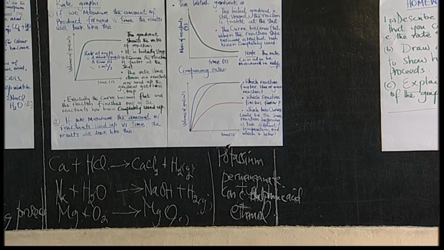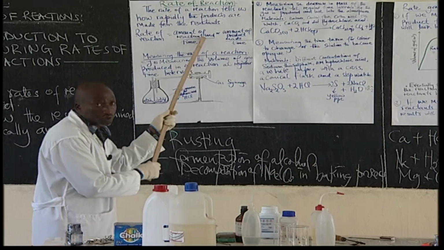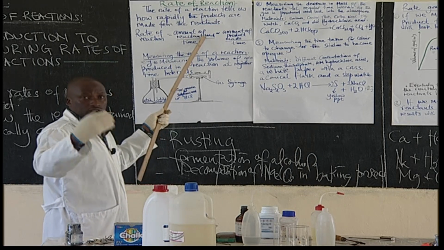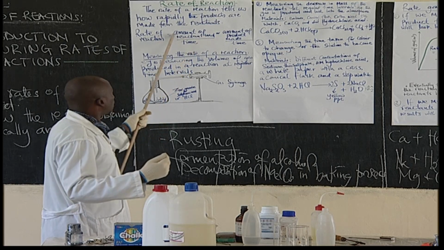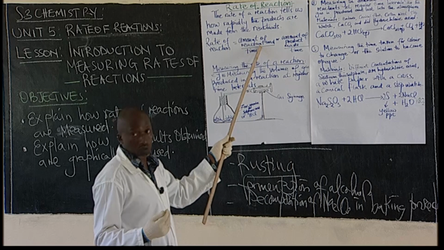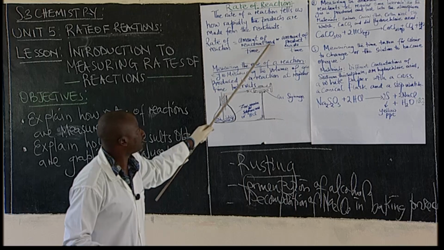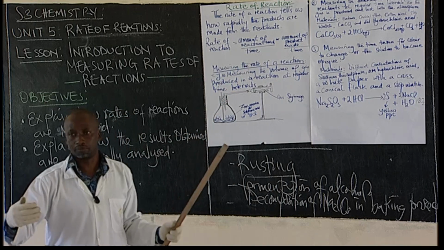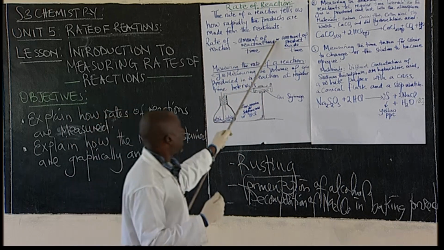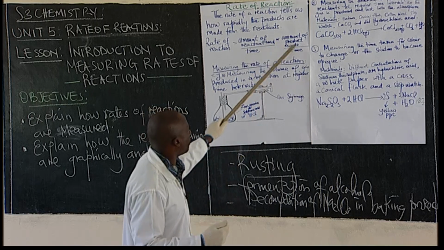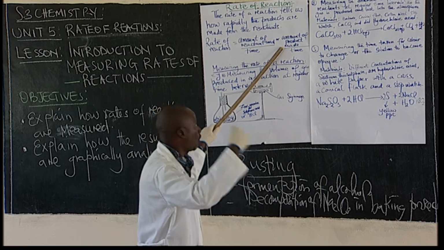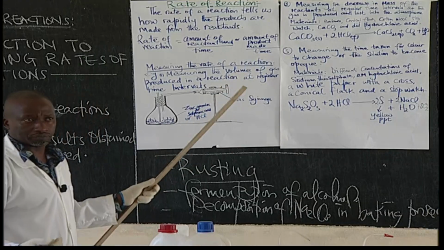Usually the rate of the reaction is given by the amount of reactants used. That's how we can measure the rate of the reaction. So we need to know the amount of reactants used in a given time. That's why it is the amount of reactants used per unit time. Or we can even measure the rate as the amount of products made or formed in a given time.